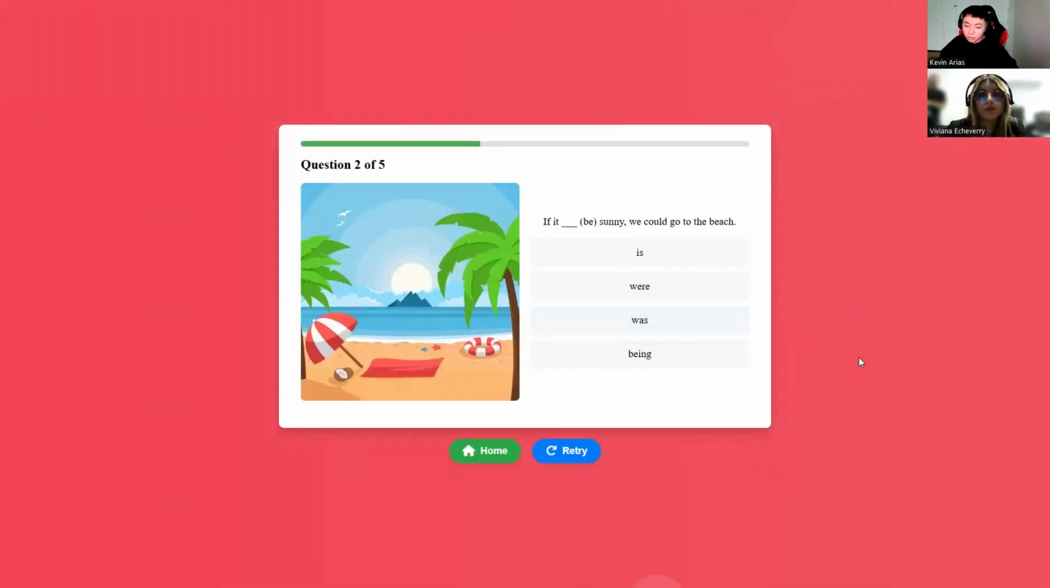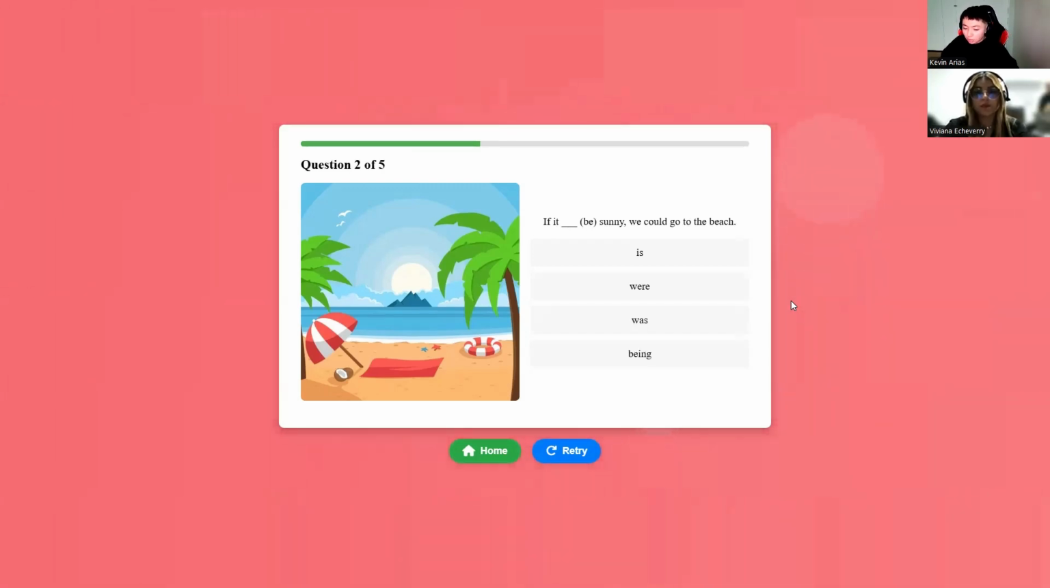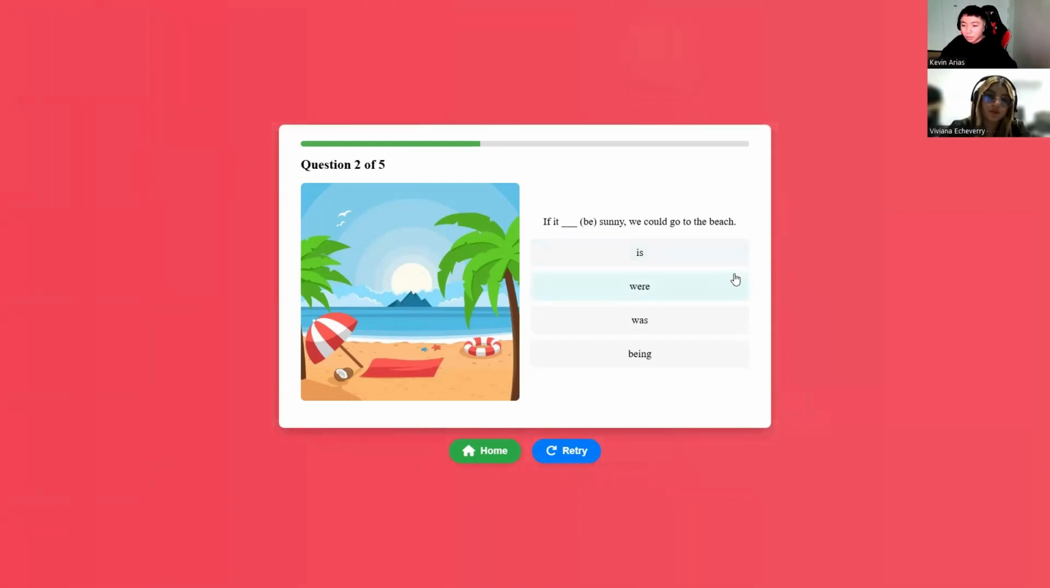The second question says, "If it (be) sunny, we could go to the beach." In this case, the past simple form of be is "were," even when referring to the singular "it." The sentence expresses the idea that it's not currently sunny and it's unlikely to become sunny. Therefore, going to the beach is a hypothetical possibility. So the correct answer is B, "were."